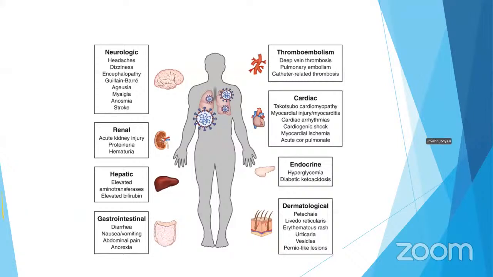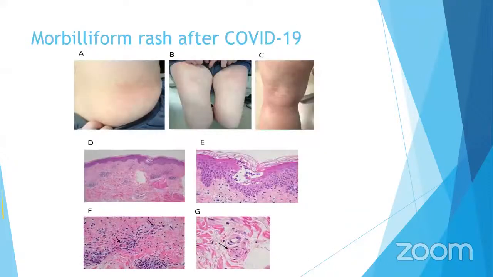Other dermatologic manifestations can occur in SARS-CoV-2 infection also. This is the morbilliform rash after COVID-19 infection. It affects the trunk and the lower limbs. You are going to see the morbilliform rashes. This is one of the most common signs after COVID-19 infection. This morbilliform rash can occur after vaccination also.